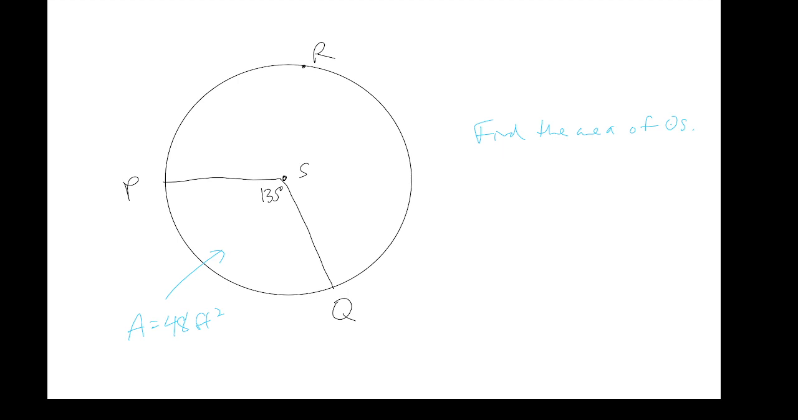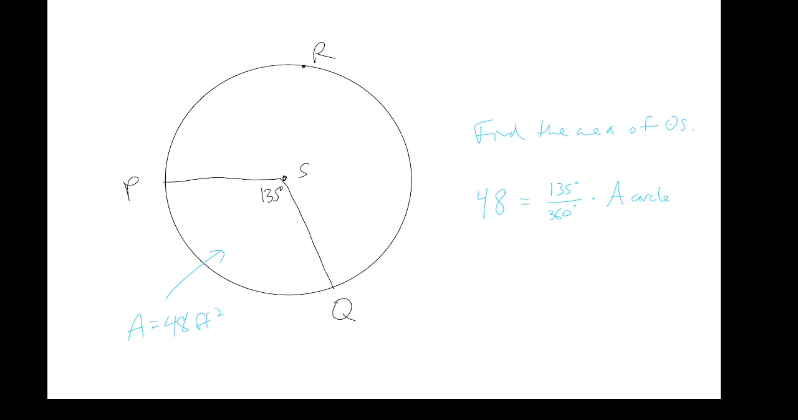Well, how do we do that? Well, the area of the sector is 48, and that's going to be equal to the fractional area, 135 over 360, and then times the area of the entire circle, right? So the sector area is equal to the fractional degrees, 135 over 360 in this case, times the whole circle. And we're just going to go from there.